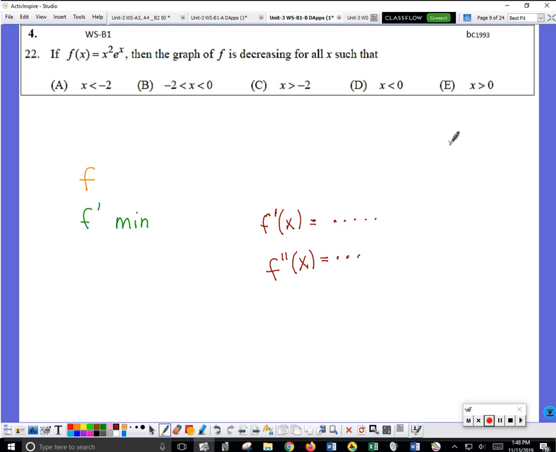Because I'm using this relationship: F prime, positive, negative, increase, decrease. F is related to F prime in the same way that F prime is related to F double prime. So I'm trying to find out where F prime is lowest. I want to see when F double prime is negative. So I make a sign chart of F double prime. So a sign pattern chart.